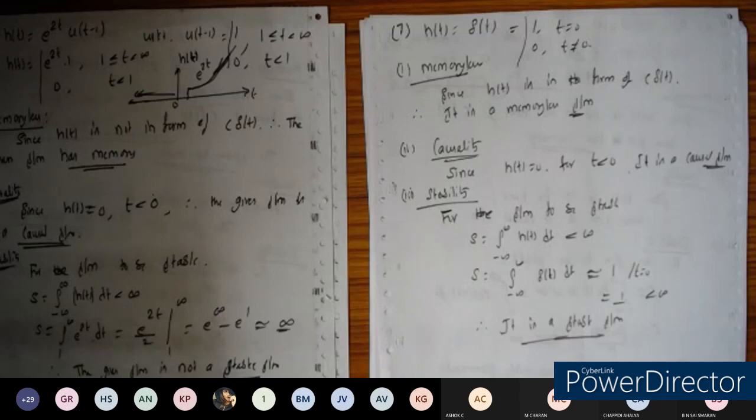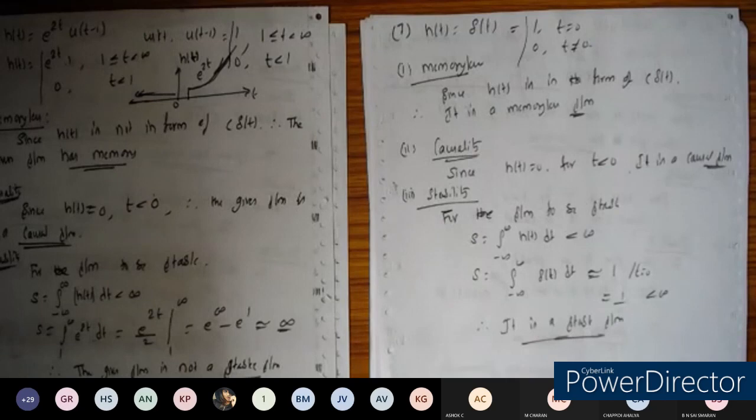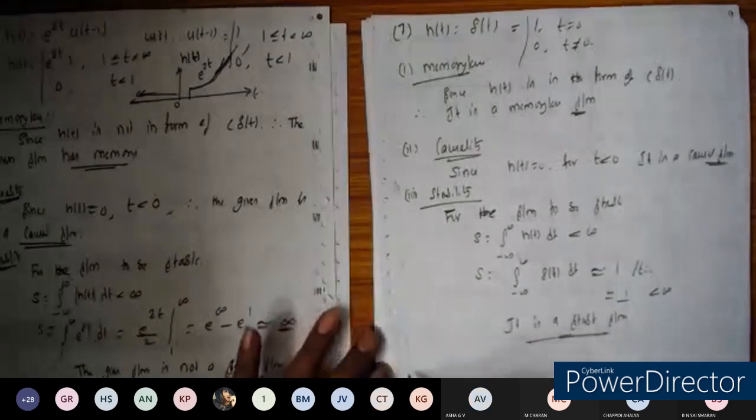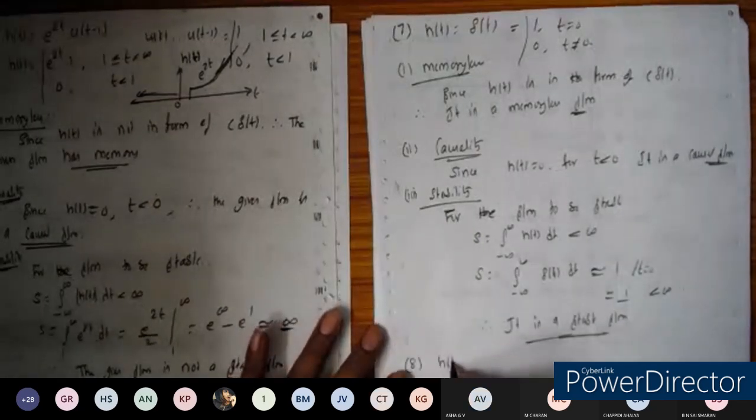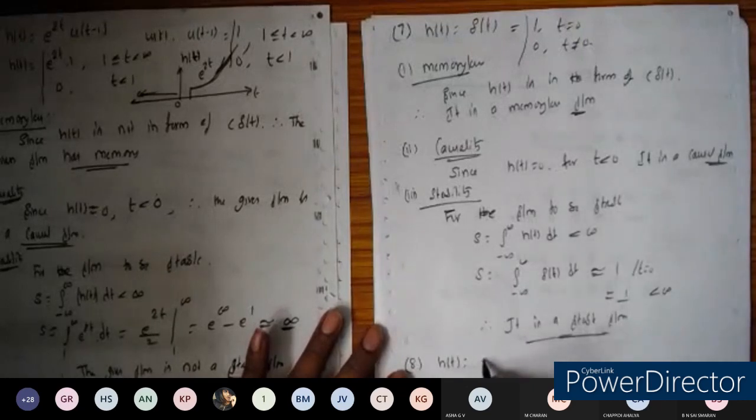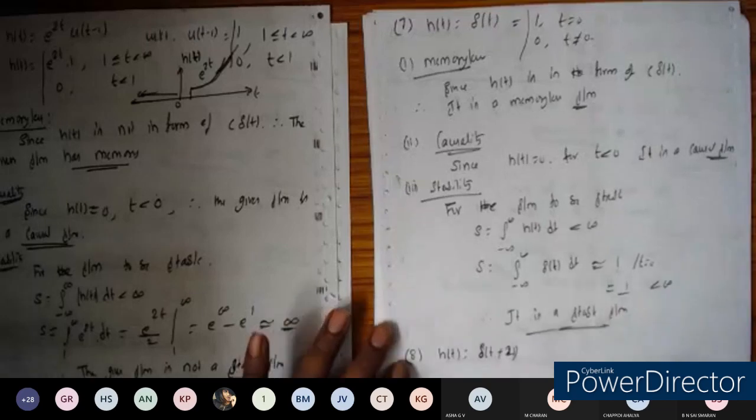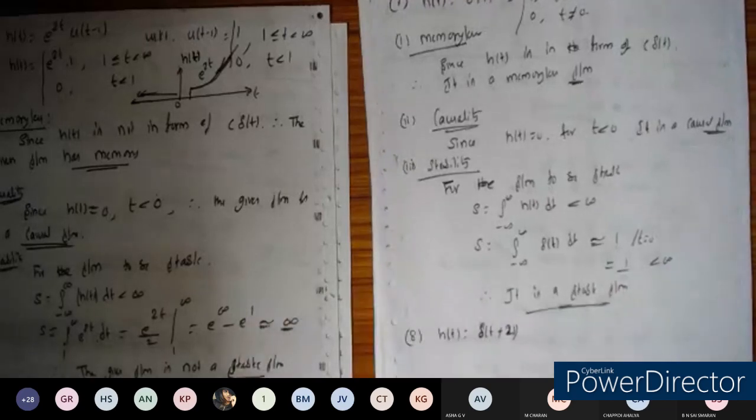Done. Let us go for the next problem. Do the next problem by yourself. H1: h of t is equal to delta of t plus 2.